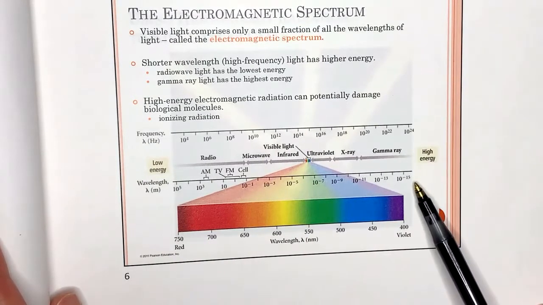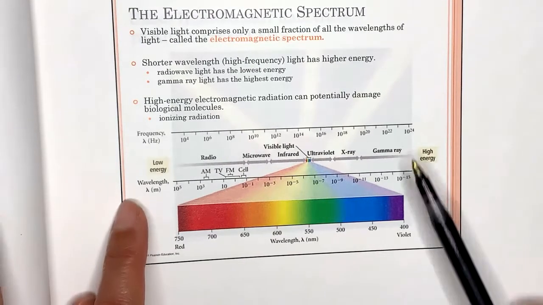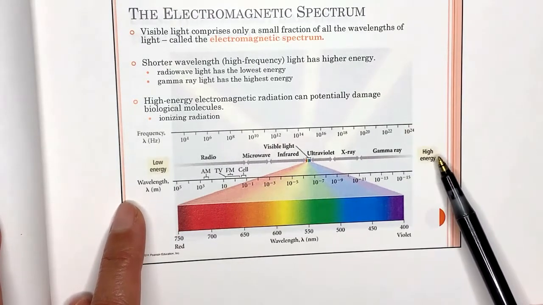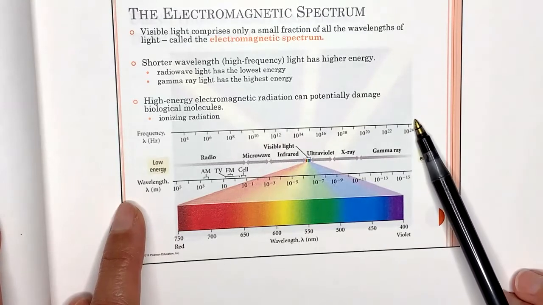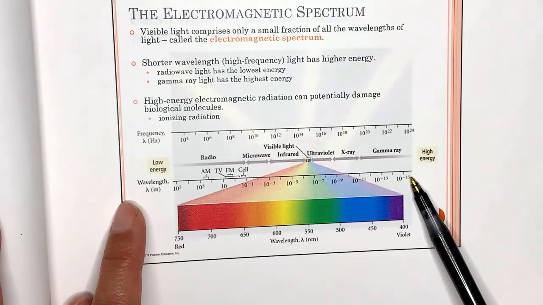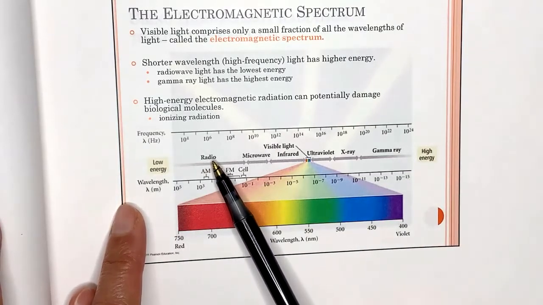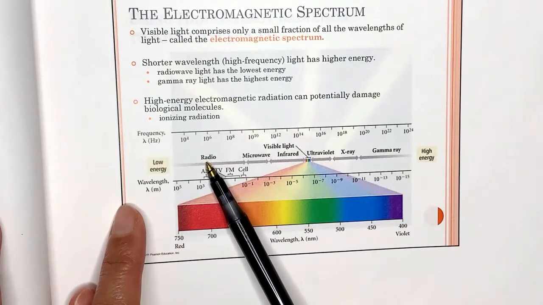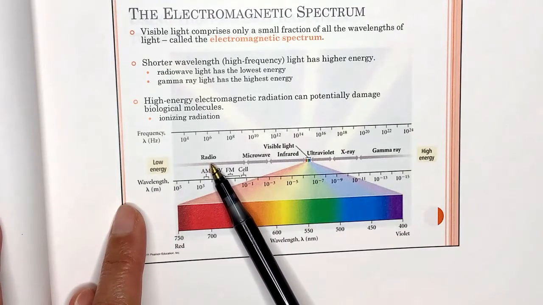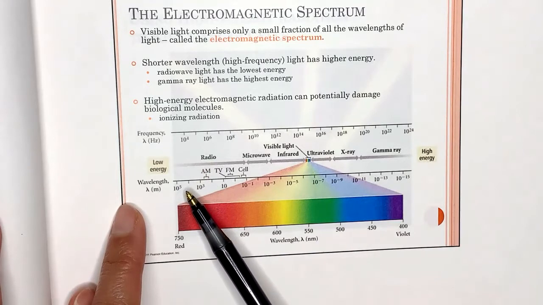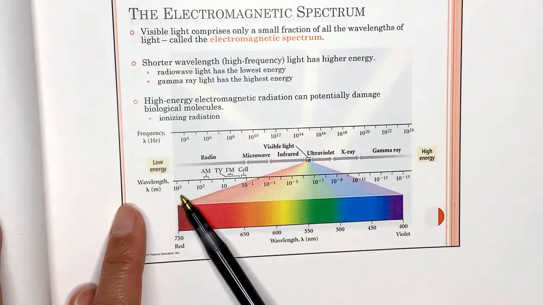That means the wavelength is super, super, super small. So wavelength and frequency are going to be opposite. High energy, high frequency, low wavelength. And then on the other side here we have radio waves. Radio waves have a really low frequency because it's low energy. And because the frequency is low, the wavelength is really, really big.